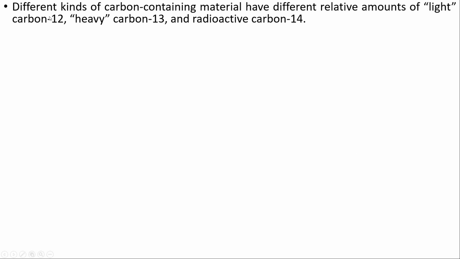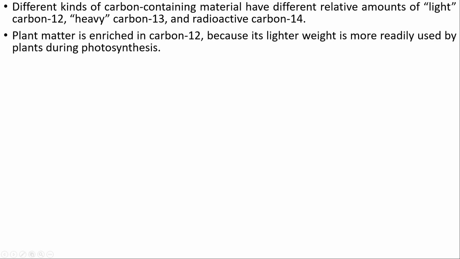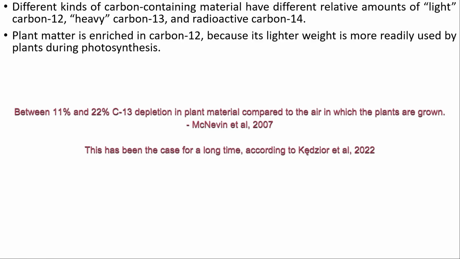So what we see here, the different kinds of carbon-containing material have different relative amounts of the light carbon-12 and heavy carbon-13. Both of these are stable, they do not decay, and so we will have different relative amounts of the light 12 and the heavy 13 and the radioactive carbon-14 in our sample. So plant matter tends to be enriched in carbon-12, and that's just because the enzymes that plants use to actually fix the carbon are going to prefer carbon-12 containing carbon dioxide over the carbon-13 containing carbon dioxide. And so plant matter tends to be enriched in carbon-12, so it has more of the light carbon than, say, the atmosphere does.